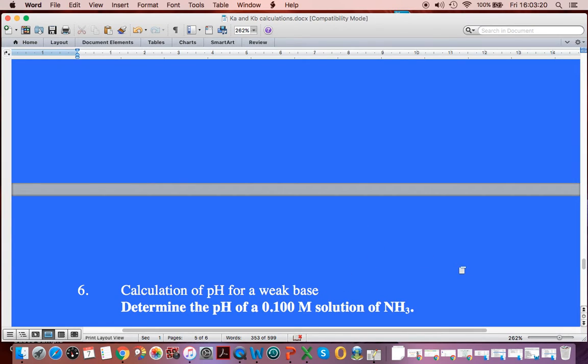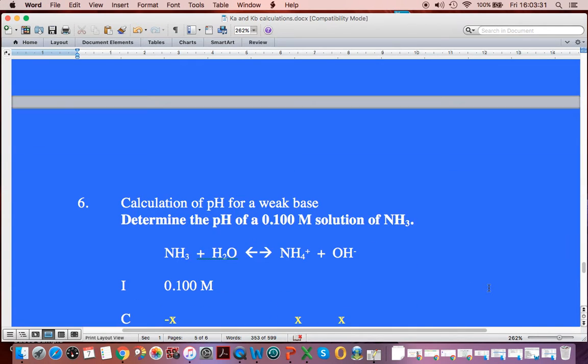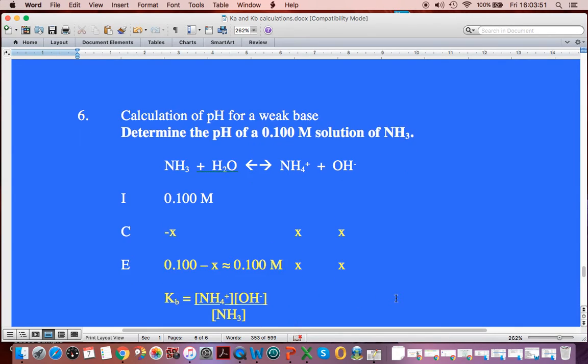Calculation of pH for a weak base. NH3 is a weak base. It can accept a proton, and we're saying it's 0.100 M. So we write out this equation, and we're going to do our ICE chart. So we know we had 0.100 M. We take away x, but the x is going to be very small, so the NH3 at equilibrium is going to be 0.100 M. This applies to NH3. H2O we're ignoring. Here we have our x and our x just like before.